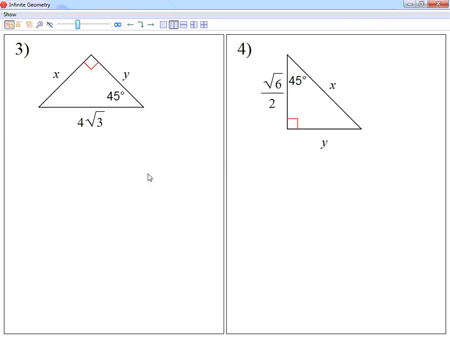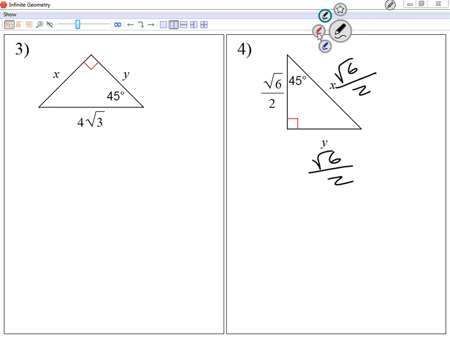Take a look at questions 3 and 4. Let me start with number 4 first. Looking at question number 4, what's the value of y? Radical 6 over 2. Good. Now for x, we're going to start with radical 6 over 2, and then let me multiply by radical 2. What do we get? Because in order for us to get the hypotenuse, you multiply the side by radical 2. Remember, that's what we did with questions 1 and 2? No matter what. Always multiply by radical 2.